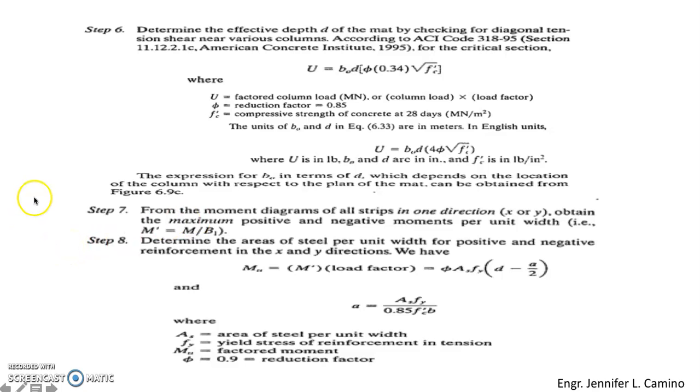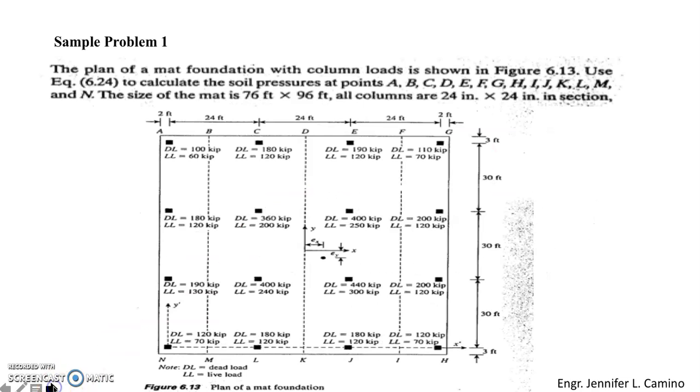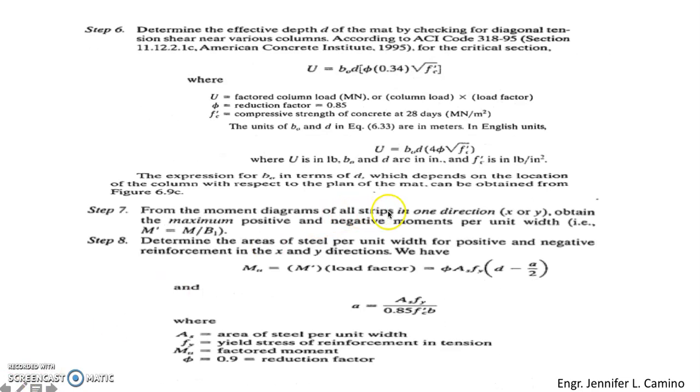Okay, let's continue our discussion. Of course, this expression V sub O in terms of D, which depends on the location of the column with respect to the plan of the mat foundation, can be obtained from the figure presented above. This is a formula, of course, that you are familiar with in your reinforced concrete design.